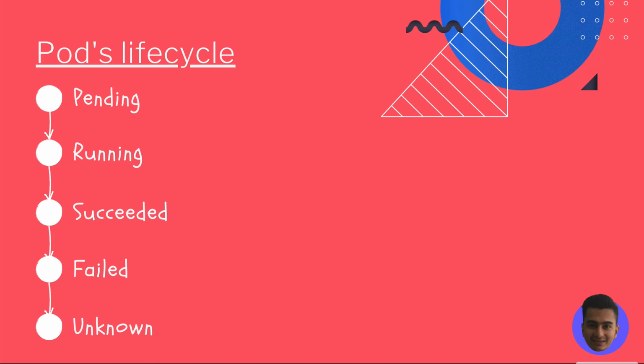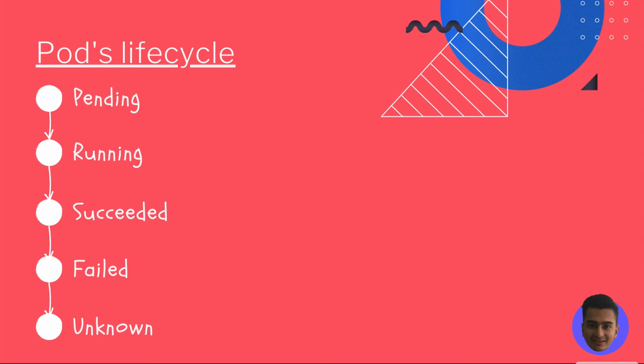Let me elaborate more. So pending state is when your astronaut has got the approval to launch into the space, but it's waiting for the schedule or waiting for some last minute checks or something like that. So in Kubernetes scenario, your pod is accepted by the Kubernetes system, but now it is either waiting for the image to be pulled and container to be built, or it's waiting for it to be scheduled on the node.